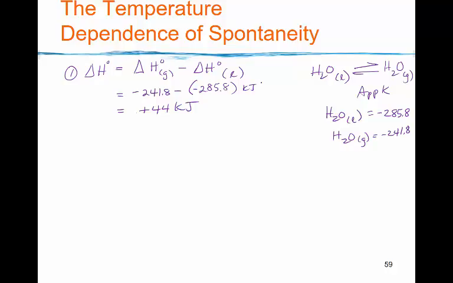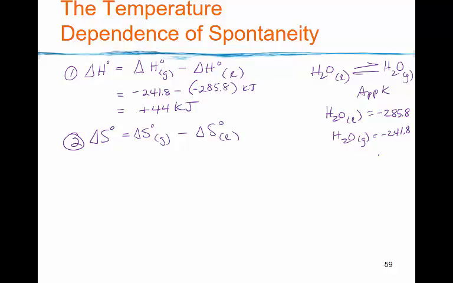So already that tells me I had to put heat into that to make water go from liquid to gas. Does that make sense? Yep, I think I have to do that. All right, second step, I need the delta S. The delta S0, because I'm assuming we're at 25 degrees, is going to be the delta S0 of the gas minus the delta S0 of the liquid water we're talking about here.